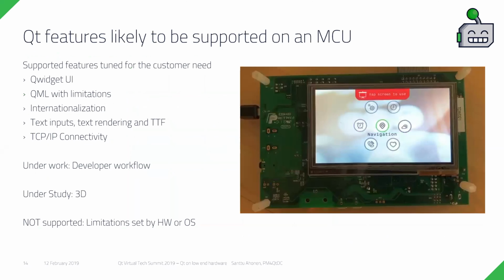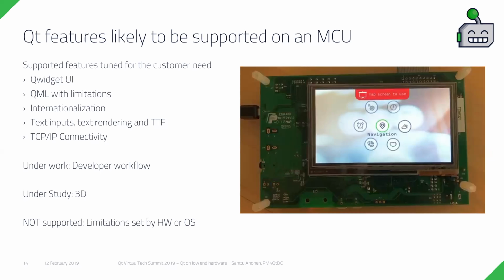If you look into the Qt features that are likely to be supported on the MCU, we know that we have applications running on the QWidget UI. We have QML with limitations. So it depends on what kind of application you are running and what the target level for frames per second is, because there are some functions of QML that are really heavy, for example shaders. If you don't have a GPU in your MCU and you want to reach 20 FPS, the shaders are out of the question. So there are things like that that are impacting that.